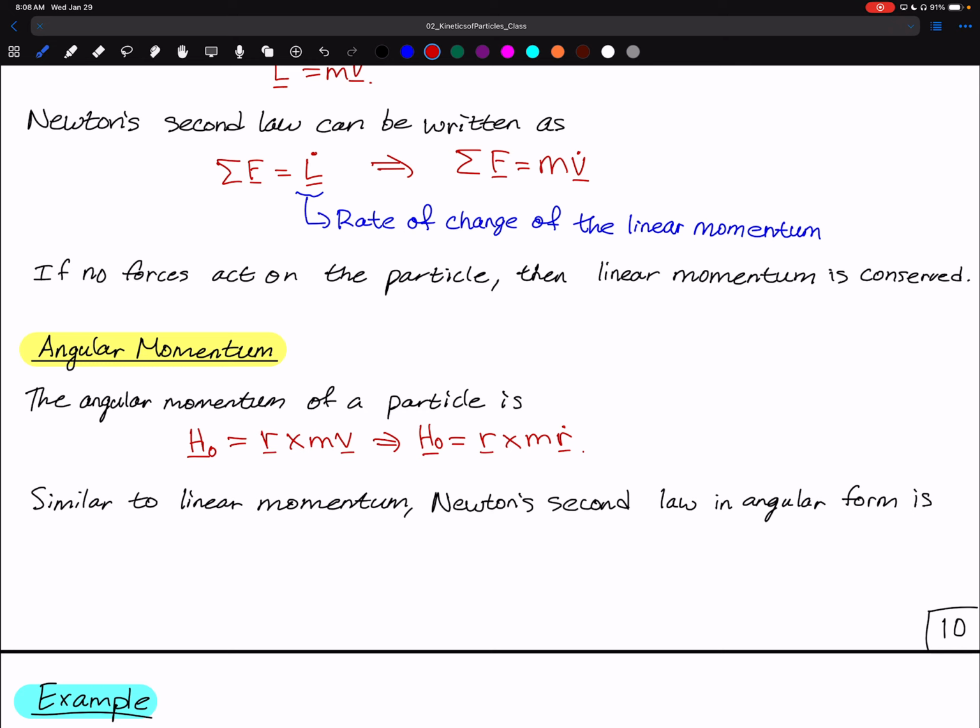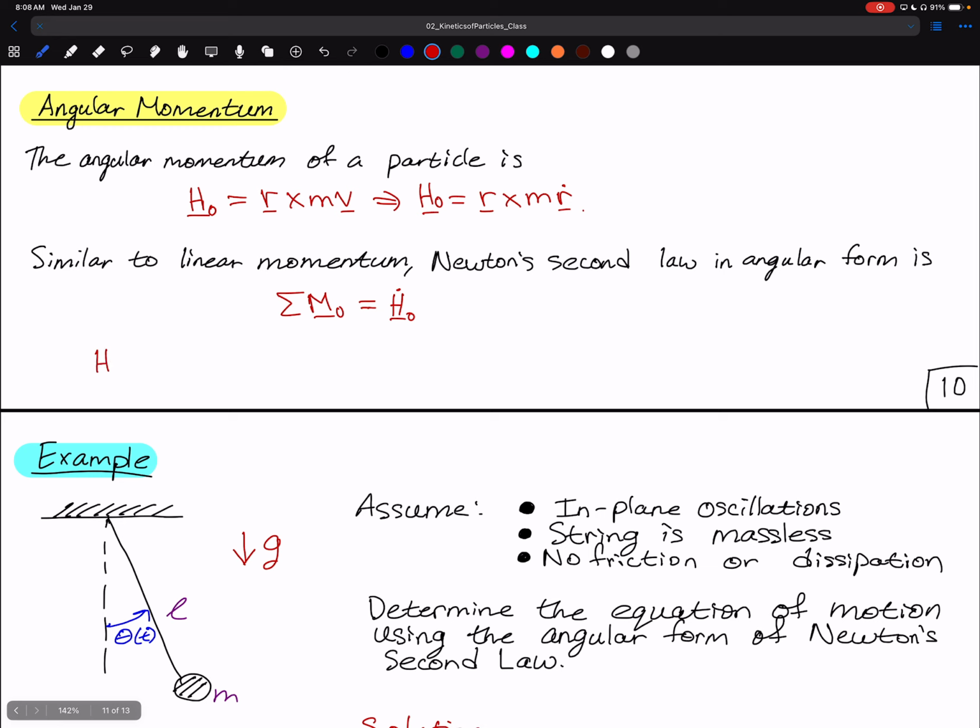And we can now use this to express Newton's second law in terms of sum of moments. So in this case, we'll have that the sum of the moments about the origin is equal to the rate of change of the angular momentum. And since we've got a cross product in the definition for the angular momentum, we're going to have to do a product rule when we take this derivative. So this h sub o dot is going to be equal to r dot crossed with m r dot plus r crossed with m r double dot.